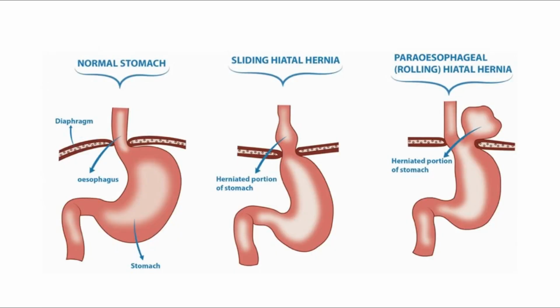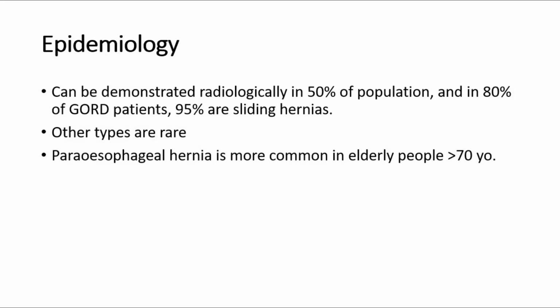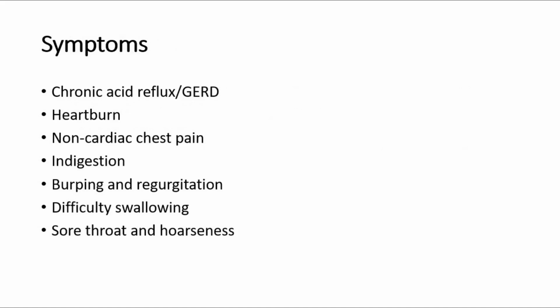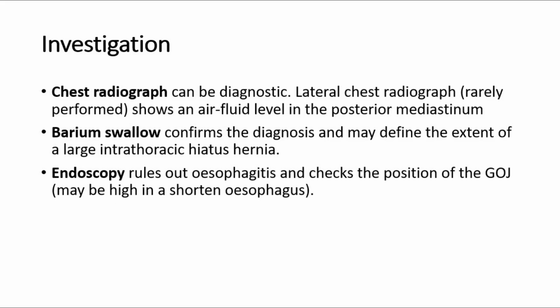For epidemiology, it can be demonstrated radiologically in 50% of the population, and in 80% of GORD patients. 95% are sliding hernias. Other types are rare, and paraoesophageal hernia is more common in elderly people more than 70 years old. Symptoms include chronic acid reflux or GERD, heartburn, non-cardiac chest pain, indigestion, burping and regurgitation, difficulty swallowing, sore throat and hoarseness. For investigations, chest radiograph can be diagnostic.